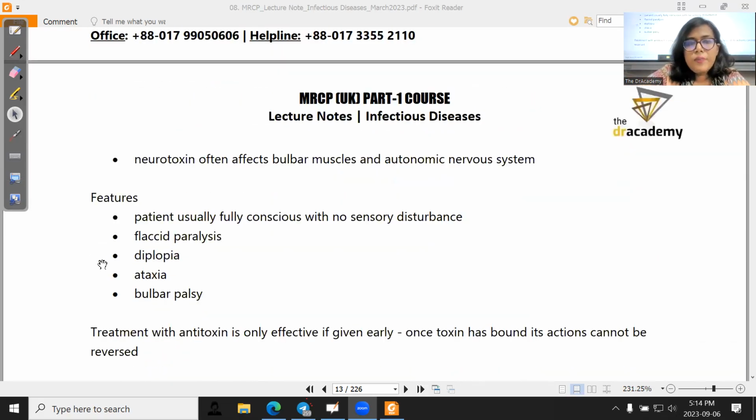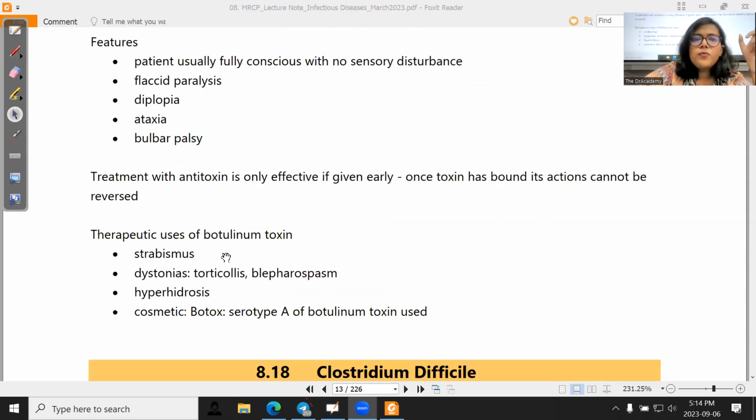Patients are usually fully conscious with no sensory impairment, because the sensory fibers are not affected by botulism; rather, the acetylcholine receptors in the motor or muscle fibers are affected. So flaccid paralysis, diplopia, ataxia, bulbar palsy, all these things can happen. Ataxia here occurs because of the muscle weakness, not because of cerebellar involvement. Be very careful. Treatment with antitoxin is only effective if given early. Once the toxin has bound, its actions cannot be reversed.